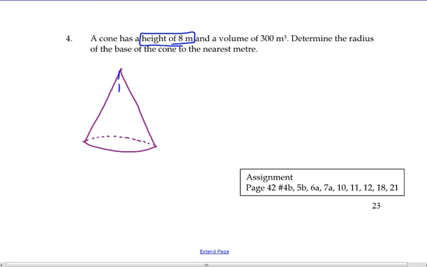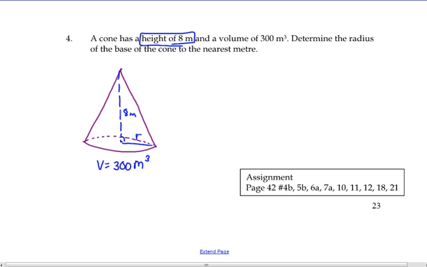So we have vertical height they give us. They just say height, they're talking vertical height, 8 meters, and a volume of 300 meters cubed. Determine the radius. Okay, so I'm going to show you 2 ways to solve this: one using just algebra and one using minimal algebra.